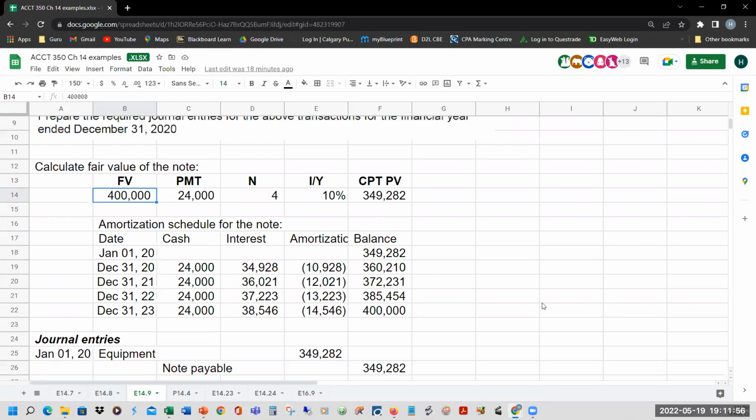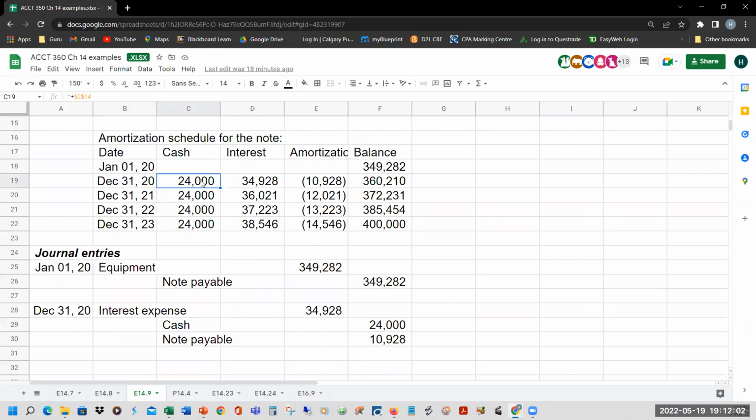Each of the years, what the company is going to do is credit cash for the amount that they're paying, debit the interest expense for what it should be, and the difference between the cash paid and the interest expense, because the cash payment is less than the interest expense, is going to be credited to the note payable liability, making it go up. So if you initially record the note payable liability for less than the face value of 400,000, over its time to maturity, the liability needs to increase.